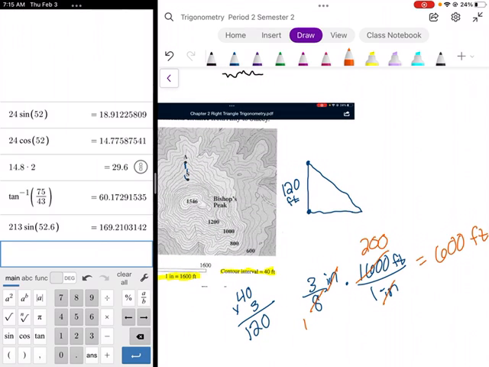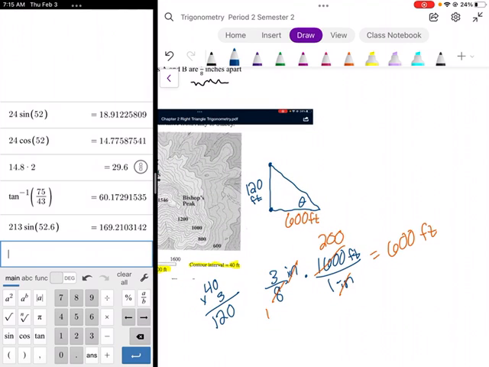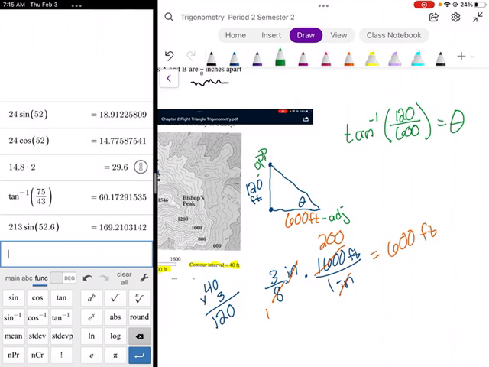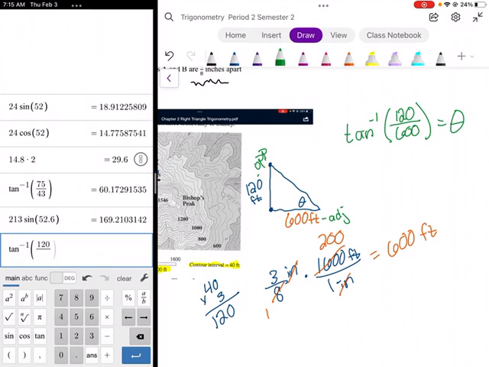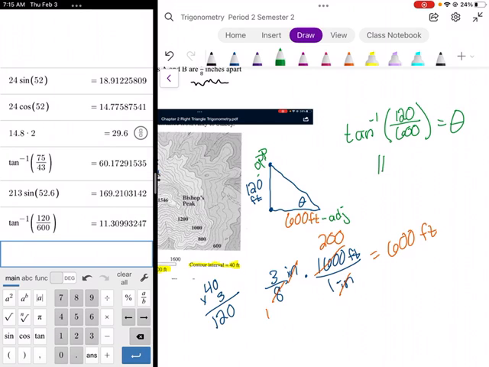What they want us to find is our angle of elevation here. So again, we have our opposite and our adjacent side. So we're going to use inverse tangent of 120 over 600, and that's going to give us our angle. So we'll go to our calculator and type that in. Divided by 600. So our angle of elevation is going to be about 11.3 degrees. And that will be our theta measurement.